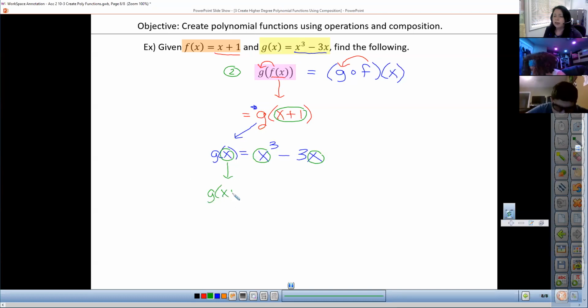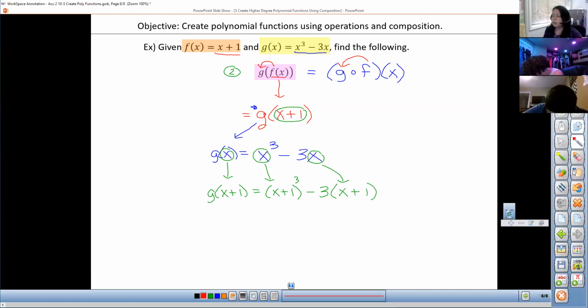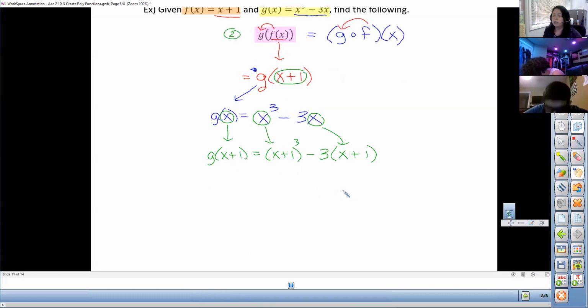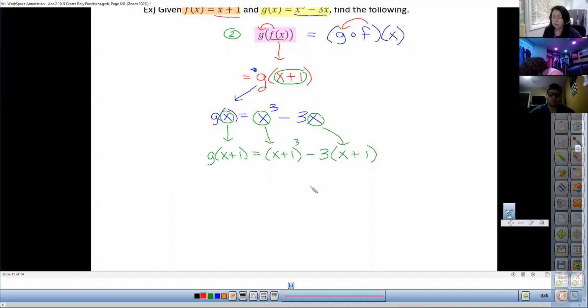So we have g of x plus 1 equals the quantity of x plus 1. Always put parentheses around a substitution quantity. And that x plus 1 is to the third power minus 3 times in parentheses x plus 1. Once we've done our substitution, we now use our algebra skills to simplify, to remove parentheses, get like terms combined, put it in standard form, all that kind of stuff.